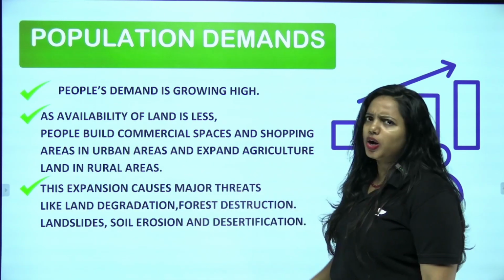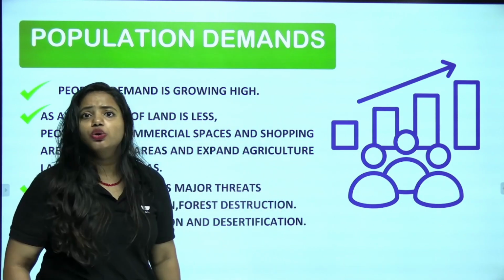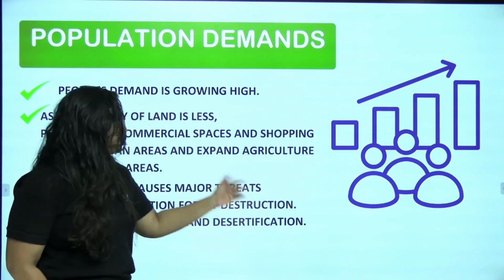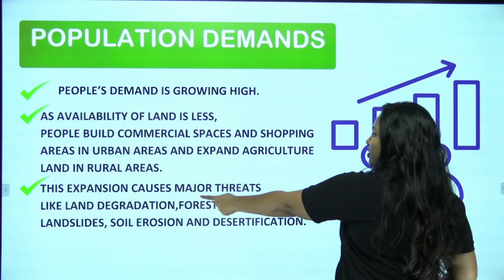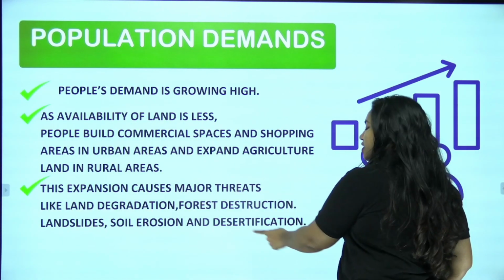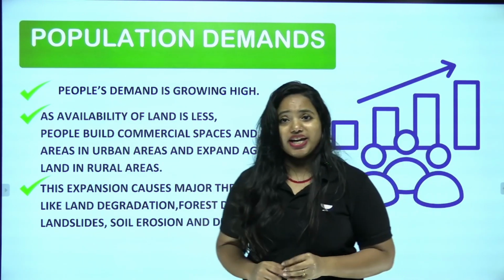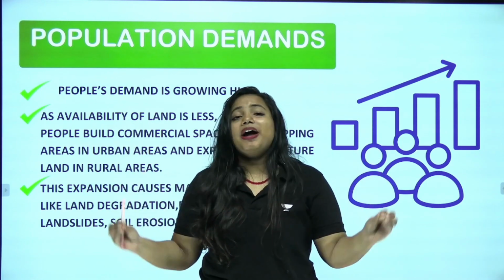So look at this one. So this expansion can cause certain kind of issues too. What are the basic consequences of expanding these? Let's find out. What are they? So the major threats are land degradation, forest destruction, landslides, soil erosion and finally desertification. So these are the basic consequences of these expansions.